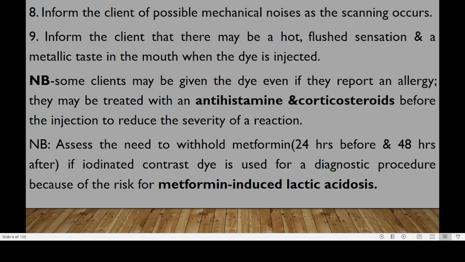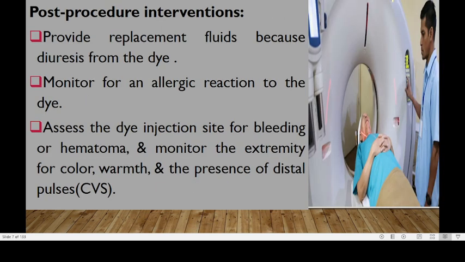Also, you need to assess the need to withhold metformin, right? Remember, it should be 24 hours before the test or 48 hours after the test, okay? Especially if iodinated contrast is used for the diagnostic procedure because of the risk of metformin-induced lactic acidosis.